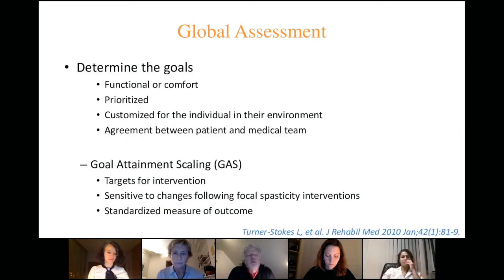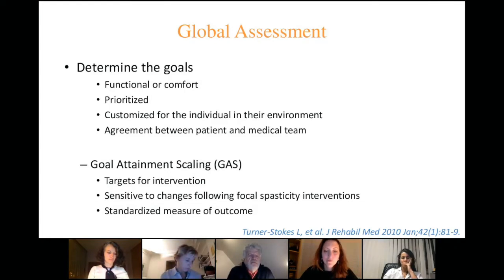What is very important is to be able to determine clearly the goals with the patients, because the goals can be functional, or for the use of upper limb, or just comfort. But there's usually not one single goal, but many goals. You need to rank them, to prioritize them, and you must try and find a common ground between patient's expectation and what the medical team can propose with their intervention.